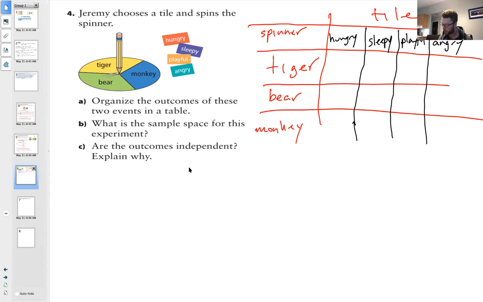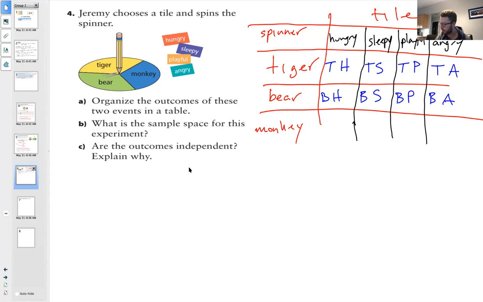Okay, so what are our possible outcomes here? Well, we could have a hungry tiger. We could have a sleepy tiger. We could have a playful tiger. Or we could have an angry tiger. Stay away from that one. Okay, we could have a hungry bear, equally as scary. Sleepy bear, that's a lot of bears at this time of the year. Playful bears, and angry bears.